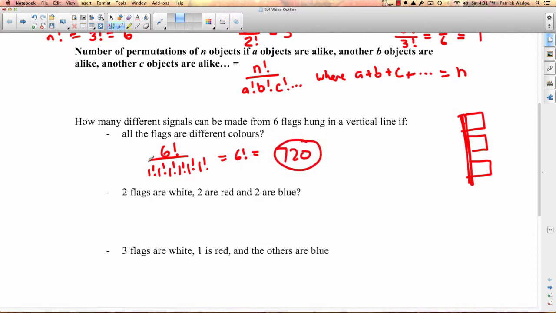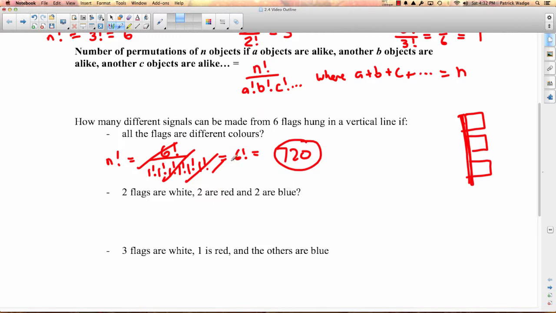Okay, if that confuses you, just ignore this bit, and just remember that if all the things are different, you just do n factorial. And n factorial, in this case, would be 6 factorial. Okay, the next one. So this time we have 6 flags, but 2 are white, 2 are red, and 2 are blue. The white ones are identical to each other. The red ones are identical to each other. The blue ones are identical to each other.